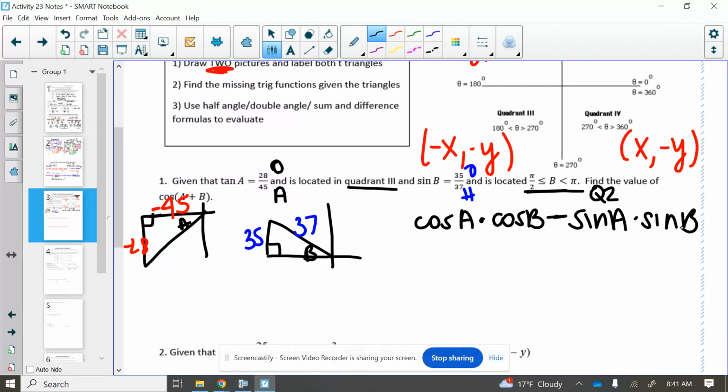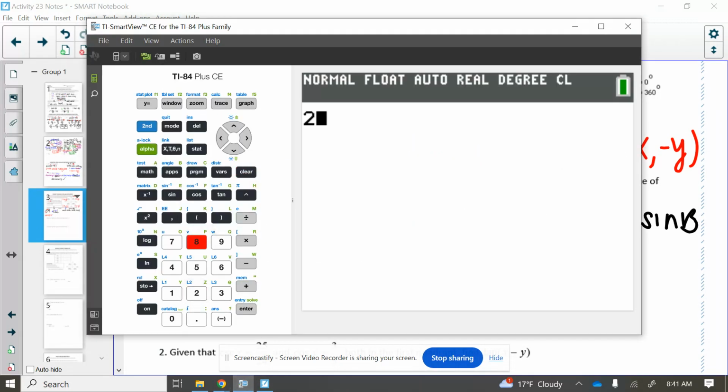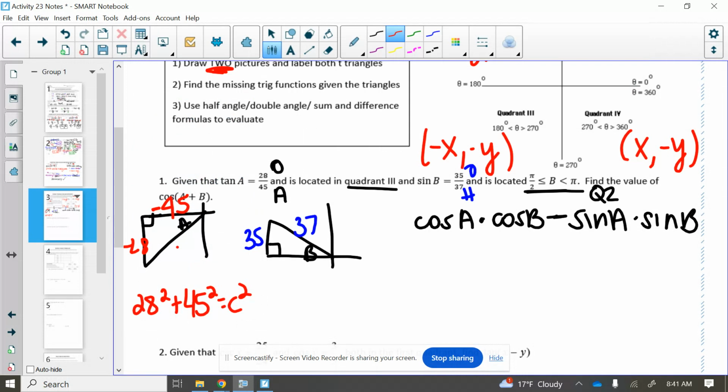So the next piece that we need to do here is I need to figure out what my hypotenuse is. So I'm going to ignore the negatives, but I know A squared plus B squared is going to equal my C squared. So 28 squared plus 45 squared. And if I square root that, I find out that 53 is going to be my C value. Hypotenuse is always positive.